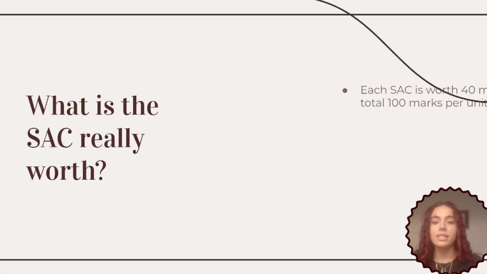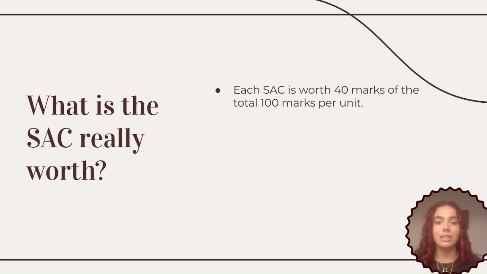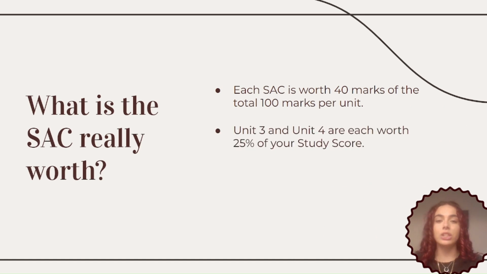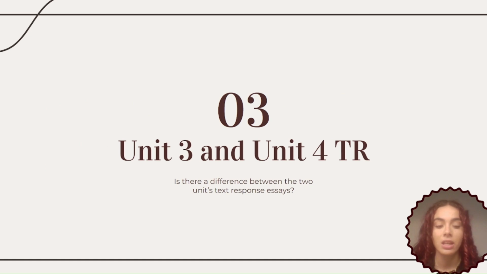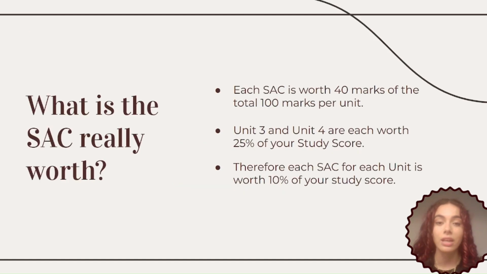So, what is it really worth? Let's get into it. Each SAC is worth 40 marks out of the total 100 marks per unit. Each unit in English is worth 100 marks, right? Each text response SAC in both Unit 3 and Unit 4, 40 marks. Unit 3 and Unit 4 are worth 25% of your study score. Therefore, each SAC is worth about 10% of your study score, okay? So they do count for something, but that's okay. It's only 10% in the grand scheme of things, okay?